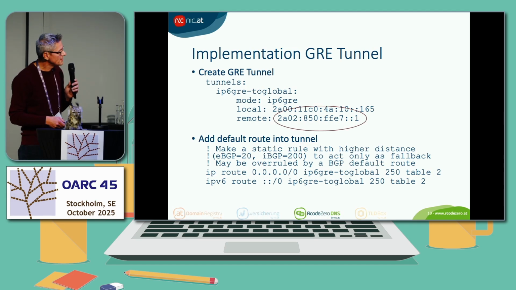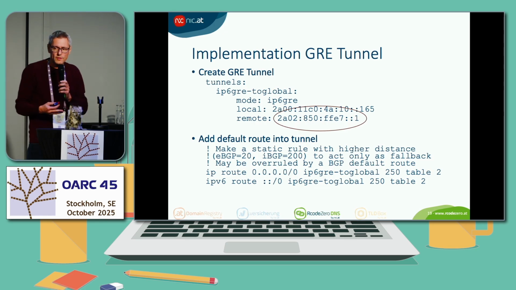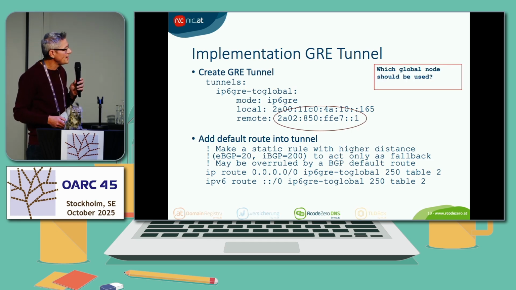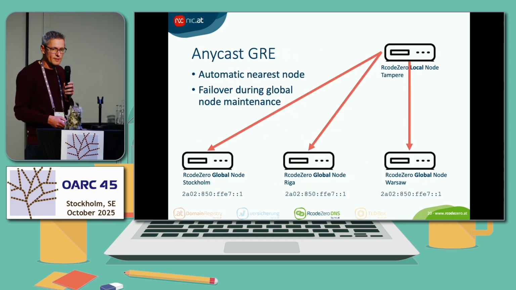So that way, we always have a solution that works. And maybe the last thing is how to define the remote, because which global node shall we use? Shall we use Finland, Amsterdam, or maybe Frankfurt or Warsaw? And what if this server is on maintenance? Then the GRE tunnel is down and we again have packet loss. So, as Anycast is our business, we also use Anycast for the GRE tunnel endpoint address.